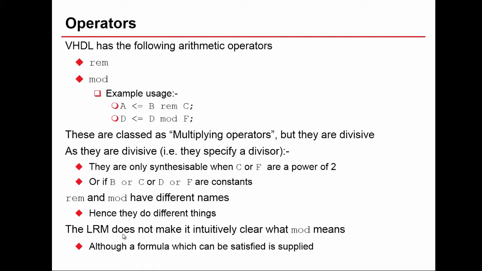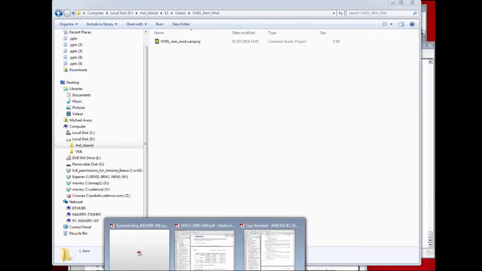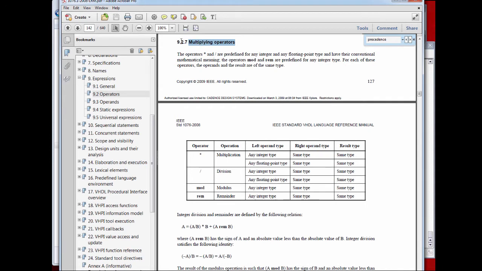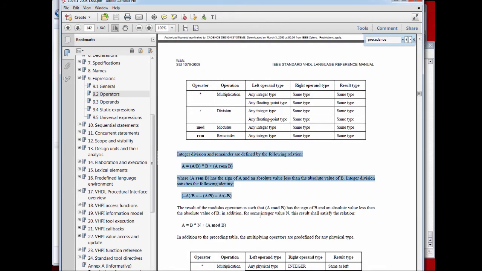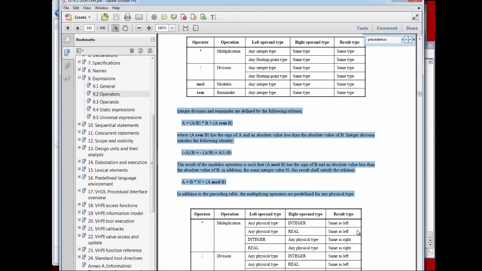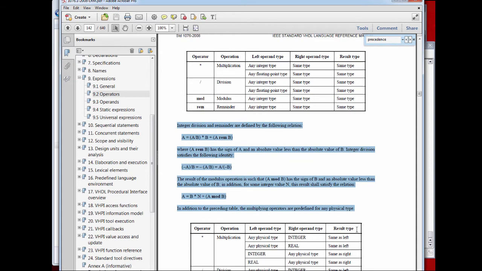The LRM gives a description of what mod is and what the result will be, although all it supplies is a formula which can be satisfied. It doesn't actually explain why. So if we were to look in the LRM, for example, here, we notice one thing. This is the 2008 LRM. Multiplying operators, these are the ones here, mod and rem, that we're talking about. And it goes on in this paragraph down here to show you what the relationship is between rem and mod, and how we can work this out. But it still doesn't tell us, why does mod exist then? We could probably have a good guess of what rem will do. It will give us a remainder. But how do we know what that means?